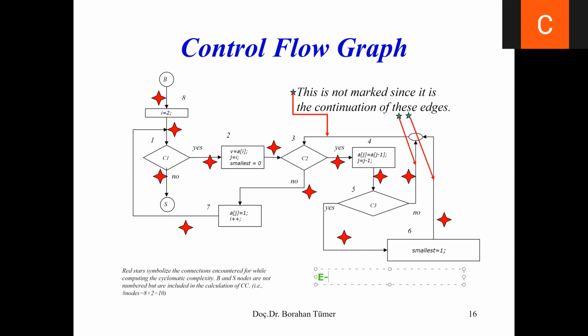Edges minus nodes. Cyclomatic complexity is equal to edges minus nodes plus 2. Well, the number of edges is 14. I'm sorry, 12. Minus, we have 10 nodes included with begin and end nodes, plus the constant 2 is equal to 4. So the cyclomatic complexity is equal to 4.